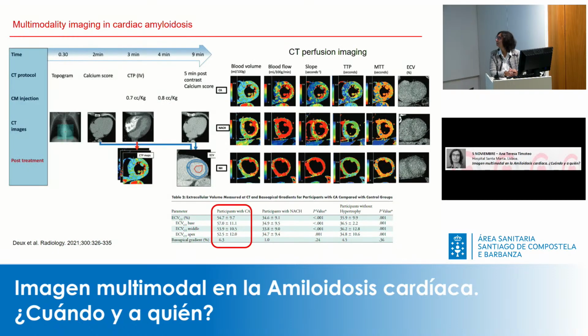And this is a CT perfusion imaging that at the end it's possible to measure extracellular volume that, as you can see, participants with cardiac amyloidosis have an increase in this extracellular volume in all segments compared to patients with a simple non-amyloidotic hypertrophy.